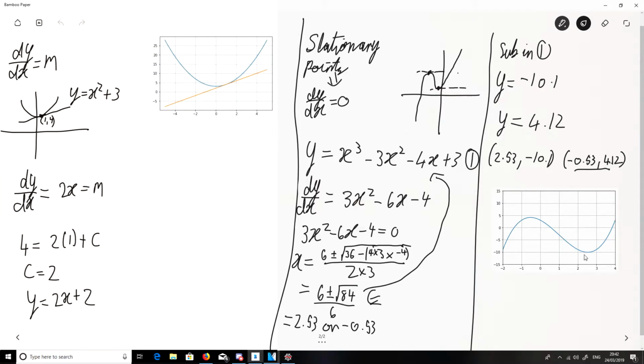And at this point, x is equal to about 2.5 and y is equal to about minus 10, which is consistent with this point. So we know that our solution has worked. And the only way to check this is to check it graphically. So if you have the graph or can plot the graph, you can check that your solutions look right. So that's how to find stationary points.